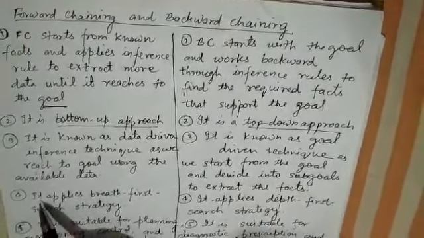Forward chaining applies breadth first search strategy. Just see here, it starts from the top. So it applies breadth first search. It tries to find the solutions which are very near to the starting node, while backward chaining applies the depth first strategy. So it follows a particular path and tries to find the solution by following the path which goes deeper and deeper towards the leaf node.